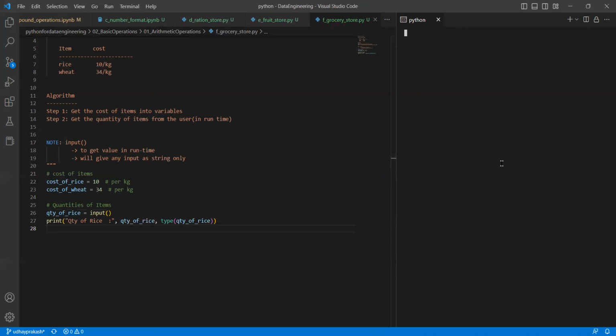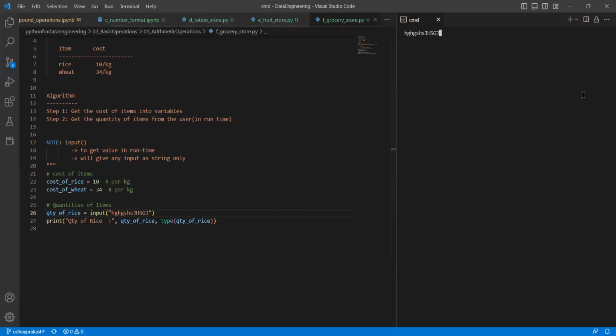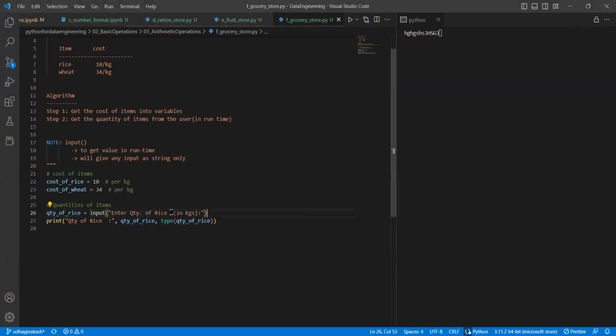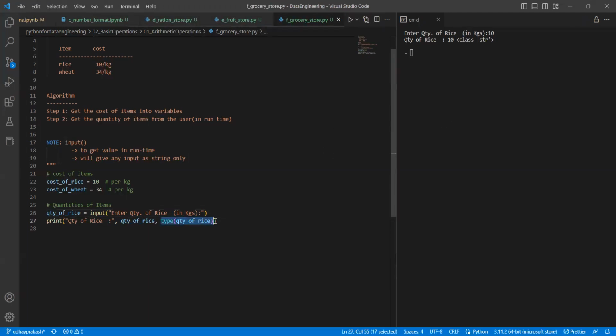Did you see that it is not giving the output? It is waiting, but I don't know that it is waiting. In the input function, you can pass a string, and whatever you write there will come in the output. Instead of getting some garbage, don't you think it would be better if you write a message asking to please enter this information? I can write in a better way: enter quantity of rice in kgs. Now it's easy for you to understand. Say if I say 10, it means the user is asking for 10 kgs. But did you see that if you ask the type, it says it's a string?